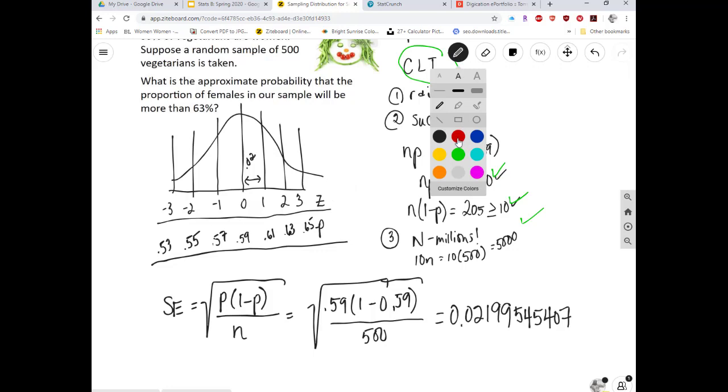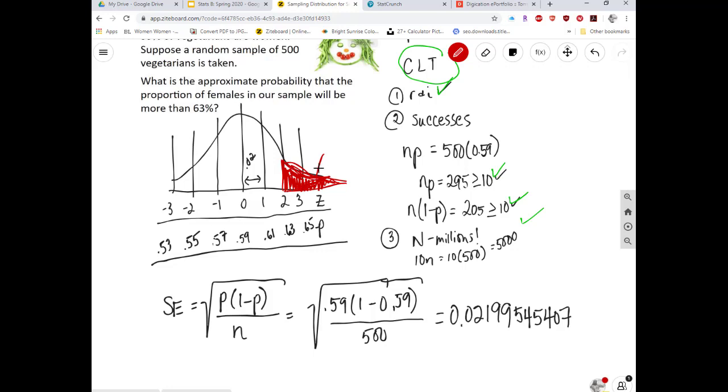Now I can go ahead and look at this, and it says what is the approximate probability that the proportion of females will be more than 63%. So 63% is about right here, not exactly, but it's about right here. And since we want everything that is greater than 63%, I can color everything that is to the right of 63% or 0.63. So I'm basically saying how much of my curve is colored here. What percent of my curve is colored here? If I know what the percent is that is colored, I will know the probability.